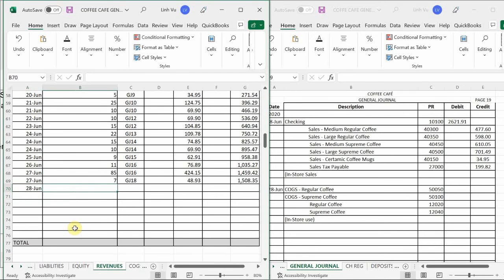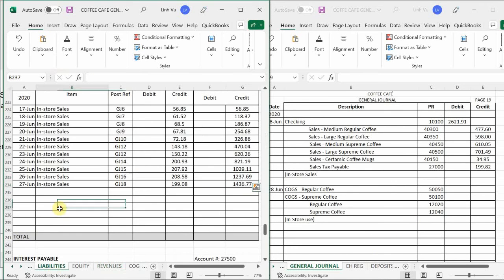And then we go up for the mug, 628, 5 cup, page 19, 34.95. Grand total $1,543.30. Good. 1,543 and 30 cents. Yeah.